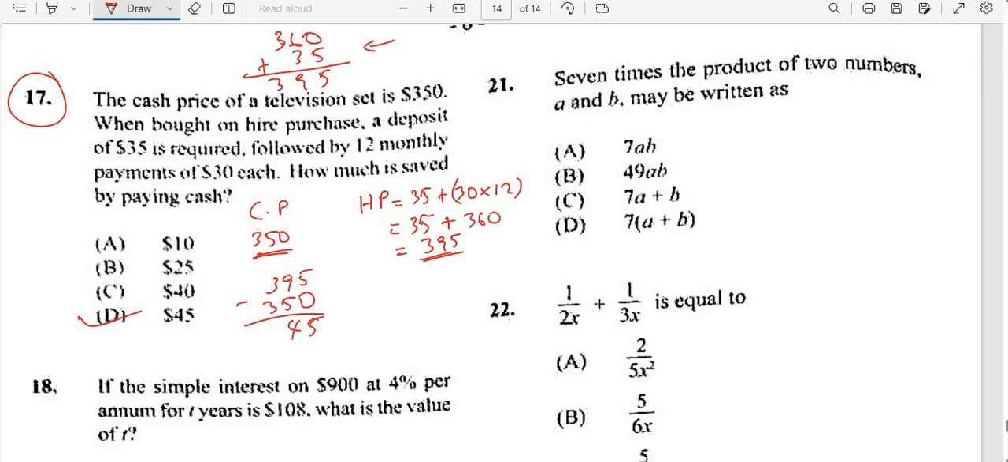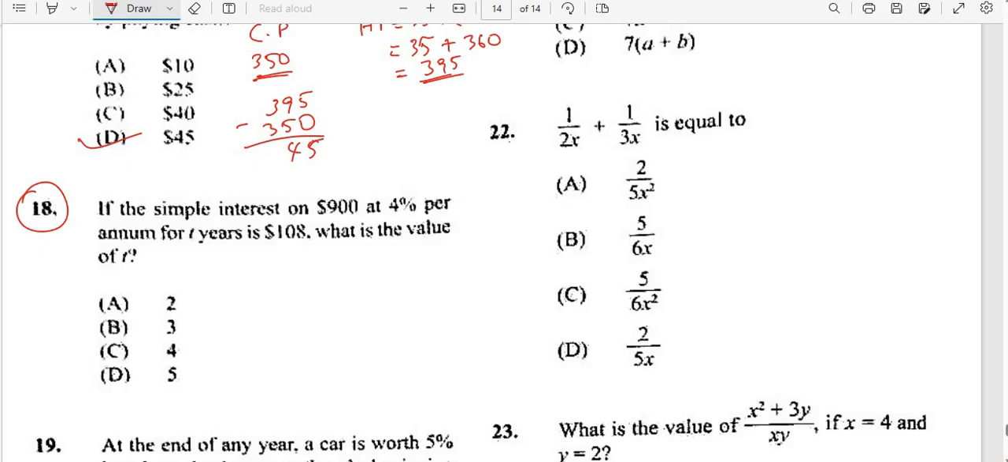7 times the product of two numbers A and B may be written as what? 7 times the product of two numbers A and B. So the product of these two numbers A and B will be A times B. Product means the result from multiplication. Product is the what? Result from multiplication. And you want to multiply this by what? By 7. So that's really 7AB.